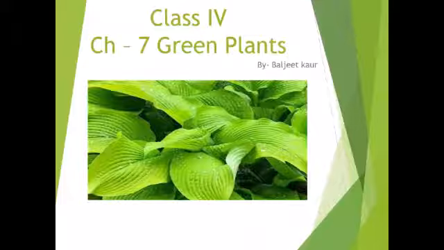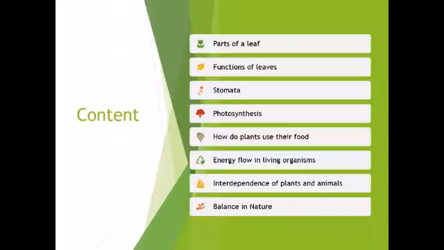So today we are going to start a new chapter, chapter 7, green plants. Now let us discuss what we are going to study in this chapter. In this chapter we are going to study parts of a leaf, functions of leaves, stomata, photosynthesis, how do plants use their food, energy flow in living organisms, interdependence of plants and animals, and balance in nature.